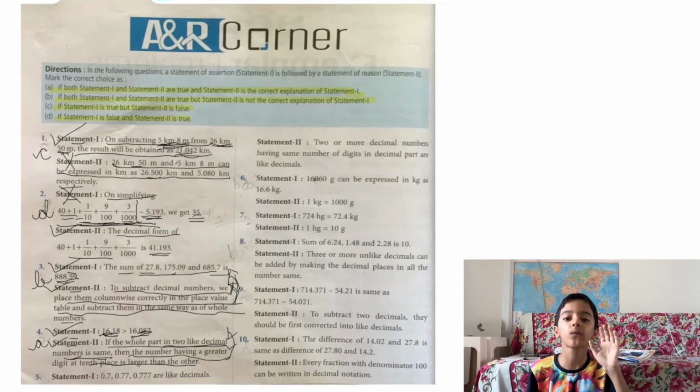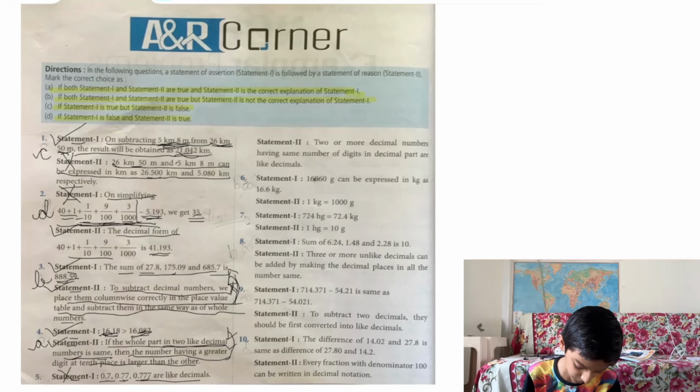Statement 1 of question 5. Statement 1. 0.7, 0.77 and 0.777 are like decimals. This statement is wrong because like decimals are the numbers which have equal number of digits to the right of the decimal point. And here one number is having one place, one digit to the right, the second is having 2 and the third is having 3. And here that's why this statement is wrong because of this what I said now.